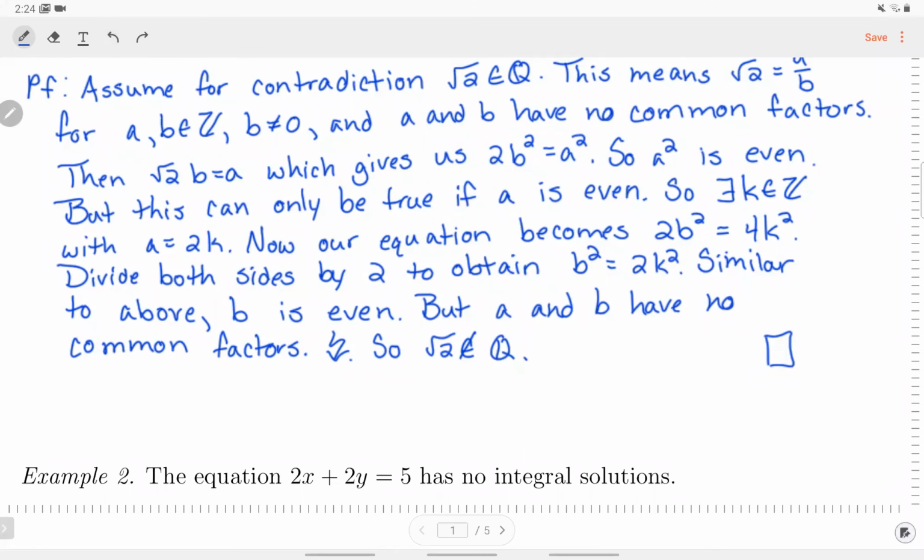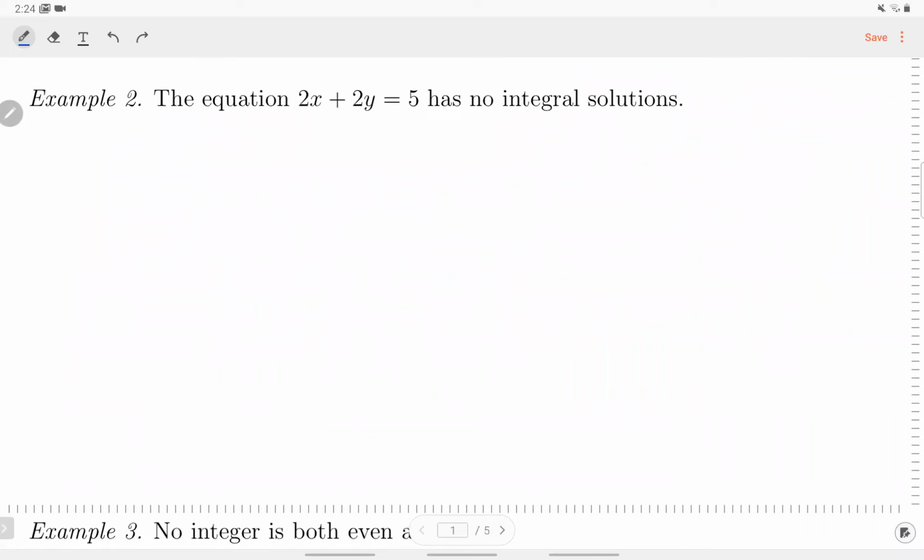So let's look at another one. All right. So here we go. This equation has no integral solutions. That integral means integer. So it has no solutions that are integers. No integers x and y can make that equation true. Any thoughts of what might go wrong?